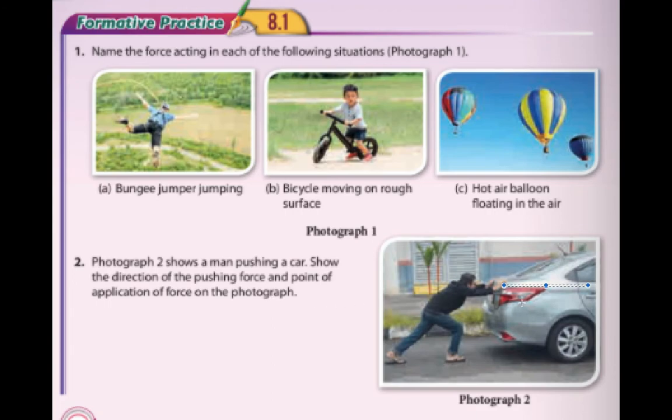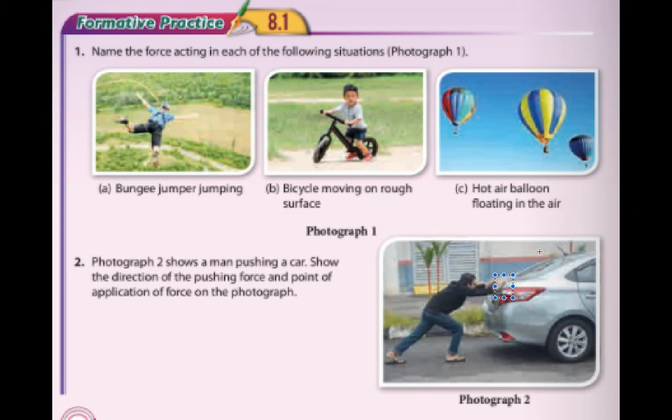So lukislah sikit dekat dalam buku awak. Draw the arrow, push forward lah. And then the second one, apa dia suruh tunjuk? Dia suruh tunjuk the point of application. So the point of application is here, dekat tangan orang tu, persentuhan di antara the hand and the boot of the car.